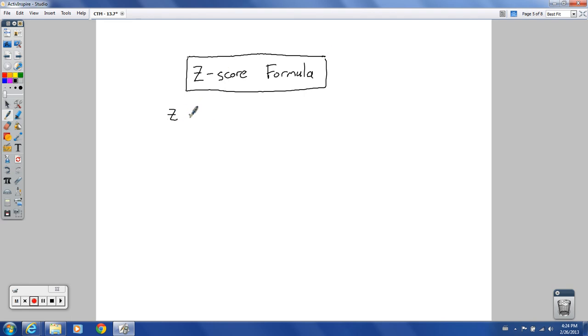But Z-score formula anyways. The Z-score. How do we find a Z-score? If you've taken a statistics course before, you remember this from a previous math class. This might look familiar, but it's as simple as this. The data value, take whatever you have for your data value, subtract the mean from that, and divide all that by the standard deviation.